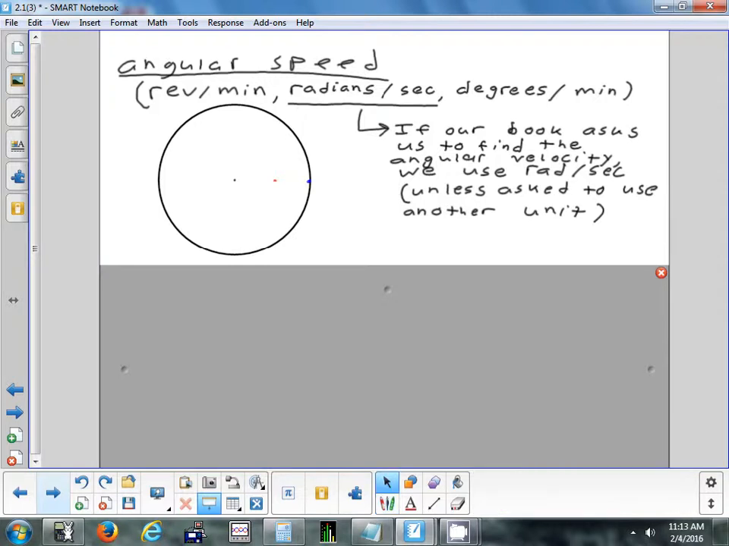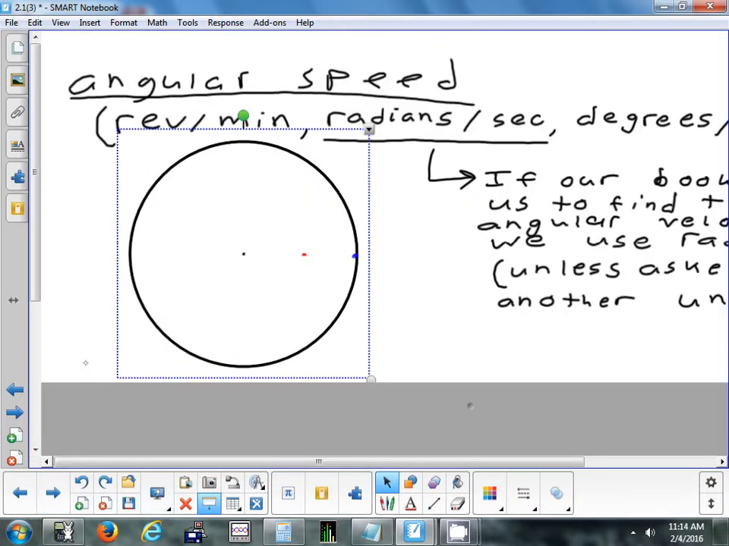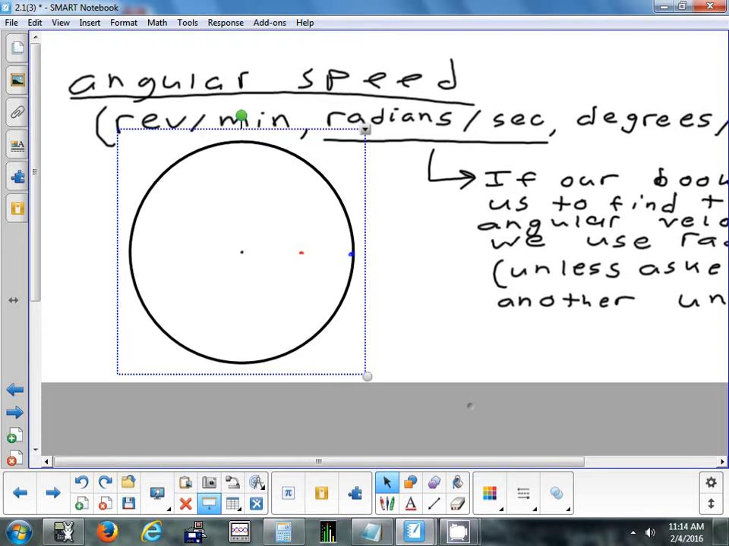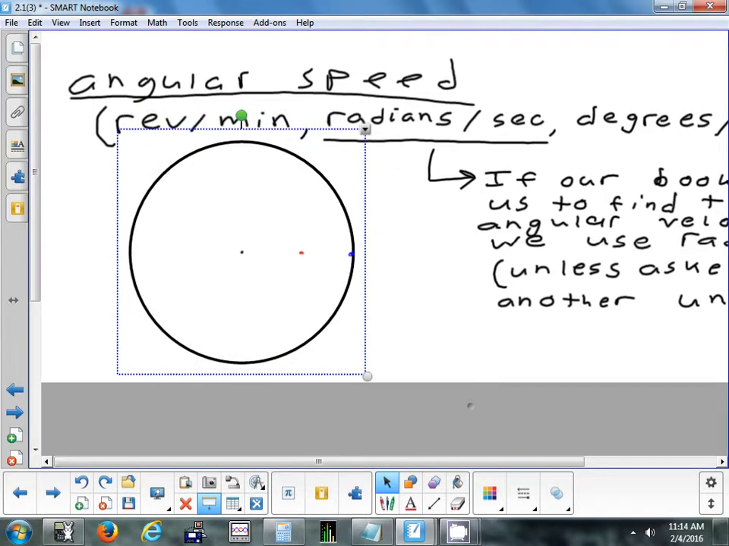Let's see why we need to use angular speed. Why don't we just use linear speed for everything? I want to take a look at this picture. On this circle, I've got 3 different dots: a black dot in the center, then a red dot, and a blue dot. I'm going to spin this circle 1 revolution, just 1 time, and try to stop where I started.